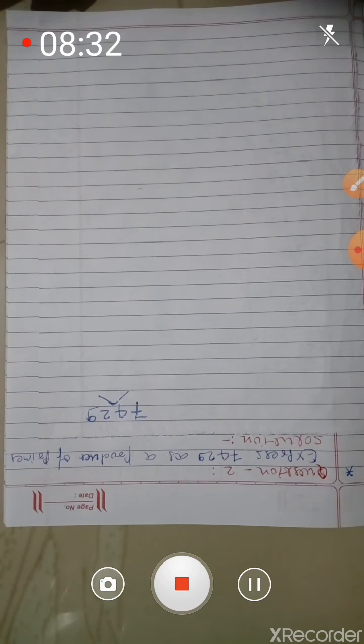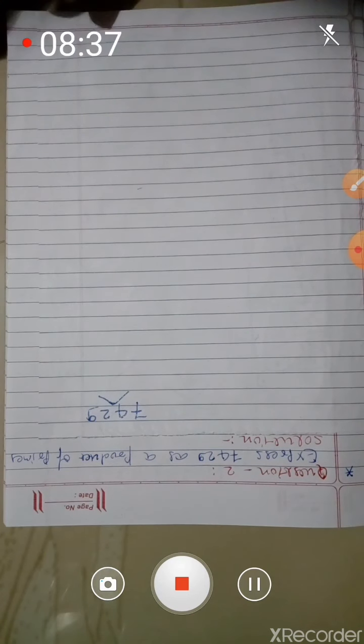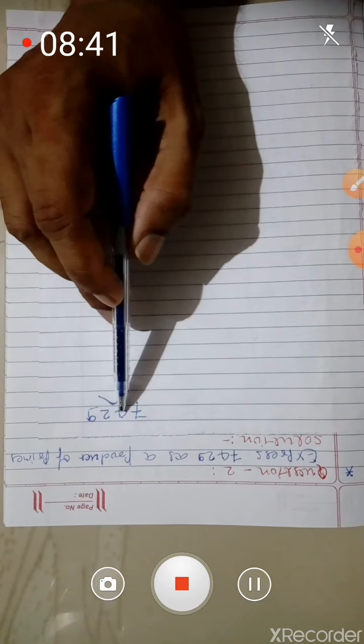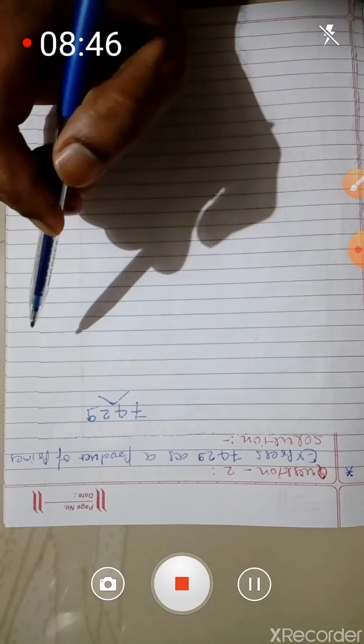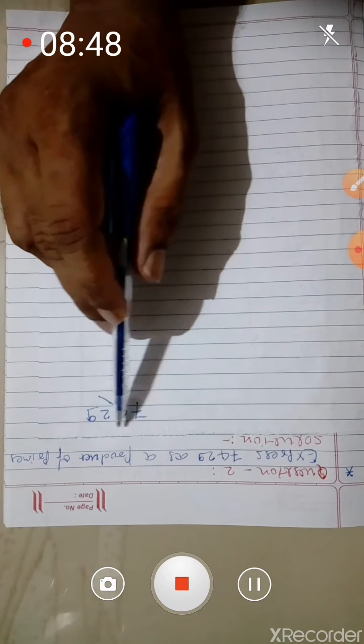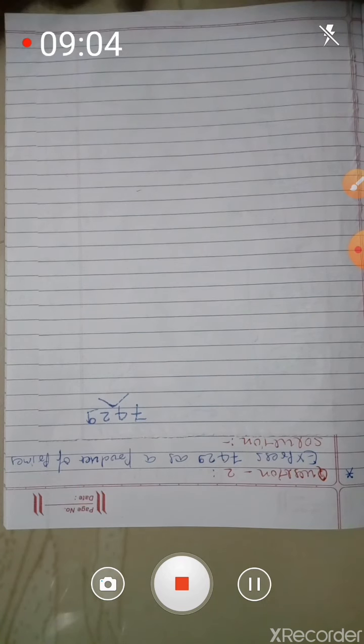Now look for 11. After 7, next prime number is 11. So we just go through the divisibility rule of 11. Make total of the digits at odd places, 9 plus 4 is 13, and the even places, 7 plus 2 is 9. So 13 minus 9, difference is 4. Difference should be 0 or 11 for it to be divisible by 11. So the given number is not divisible by 11, so we have to go ahead.